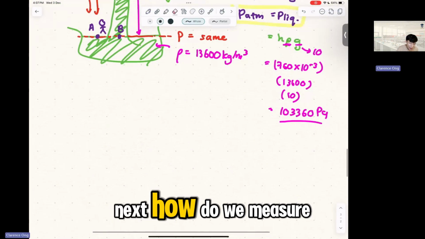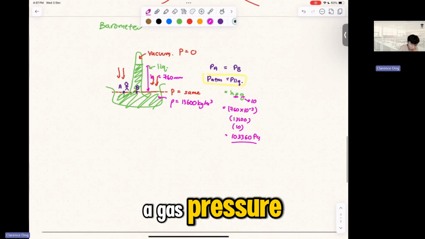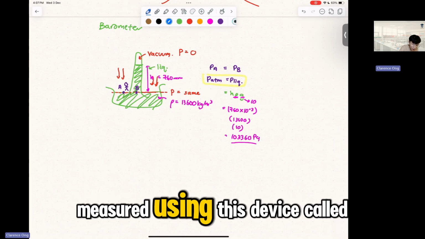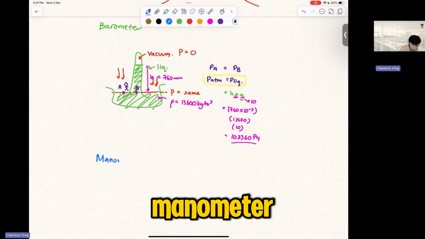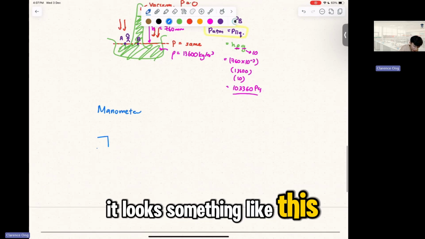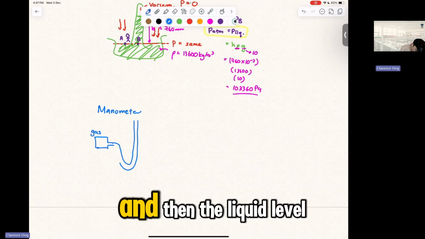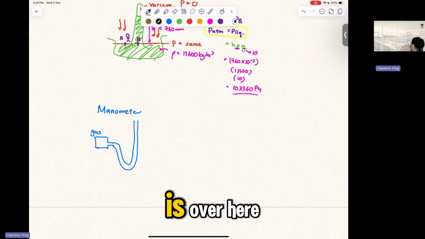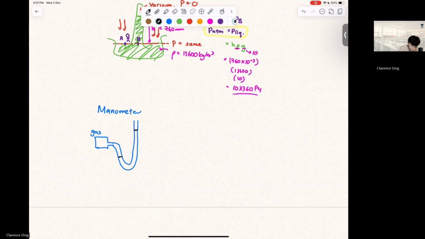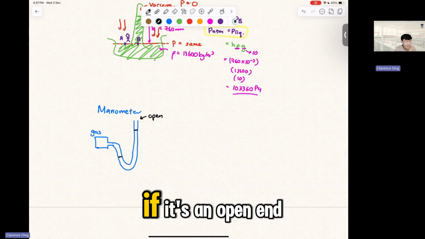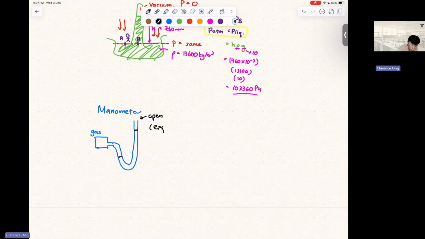Next, how do we measure a gas pressure? The gas pressure can be measured using this device called the manometer. It looks something like this. Let's say we have a gas running here. It is the gas, and then the liquid level is over here. This side is an open end. If it's an open end, it means it's exposed to the atmosphere.